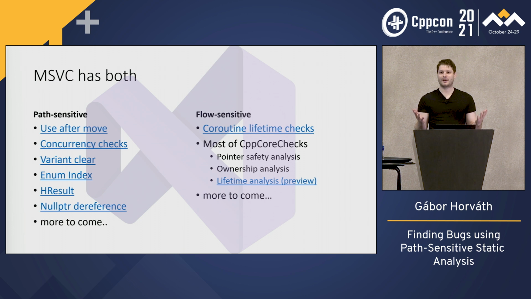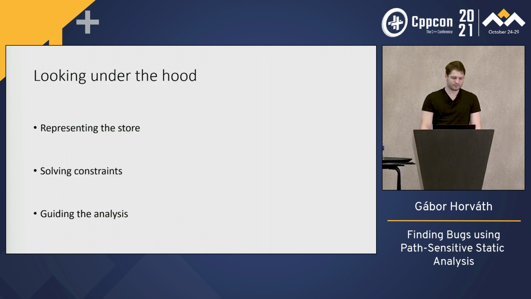So MSVC has multiple checks in both the path-sensitive and flow-sensitive categories. Each of these links will lead to a blog post where you can read about the details of these checks and also how you can enable them and try them out. And we're also planning to ship more checks in the future.